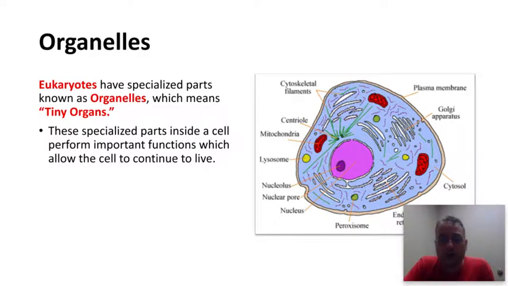Organelles. Eukaryotes have specialized parts known as organelles, or tiny organs. These are specialized parts inside the cell that perform important functions which allow the cell to continue living. Whereas I said before, with the prokaryotic cell, everything was just mushed in together. It's nice and small. It gets the job done for the things that it needs to do.